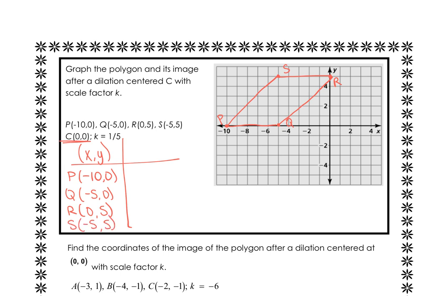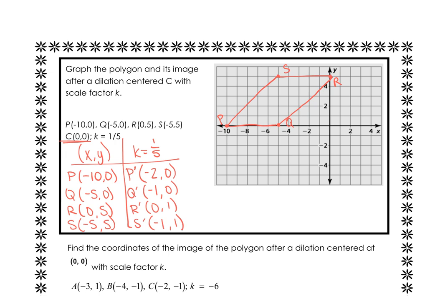So none of that changed. That was just the original coordinates they gave us. Now for the new ones, we said we want a scale factor of 1 over 5, which means we're multiplying every single number by 1 over 5. So let's do that. P prime, our new image, negative 10 times 1/5 is going to give us negative 2. And 0 times any number is going to be 0. For Q prime, negative 5 times 1/5 is negative 1. Again, 0 times anything is just 0. For R prime, we're going to have 0, 1. And for S prime, we're going to have negative 1, positive 1. So those should be our new coordinates.